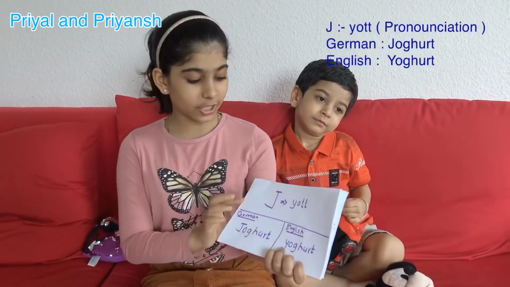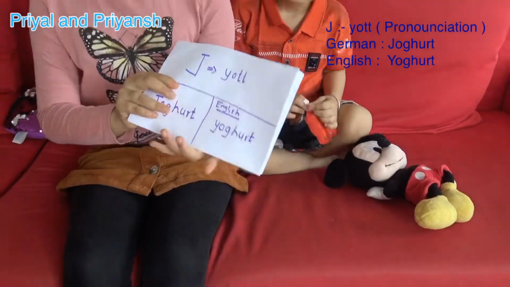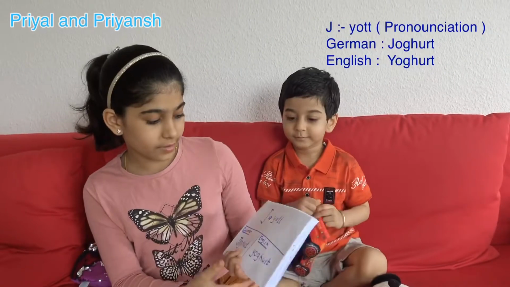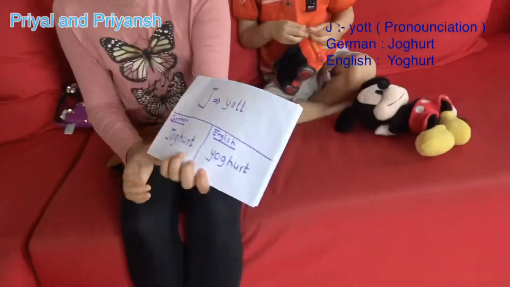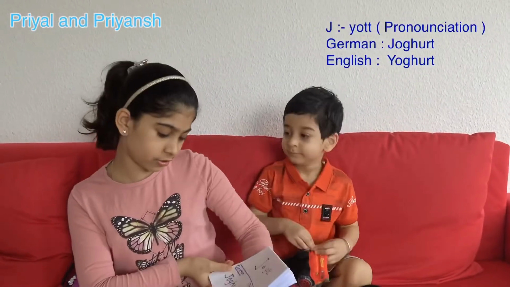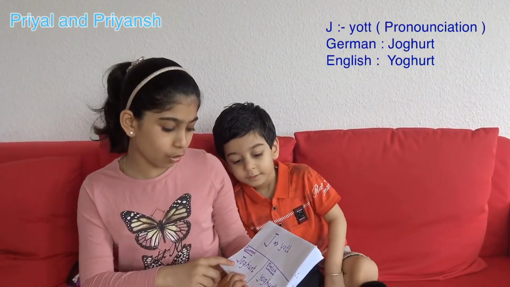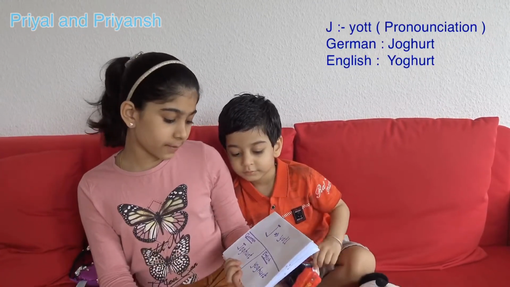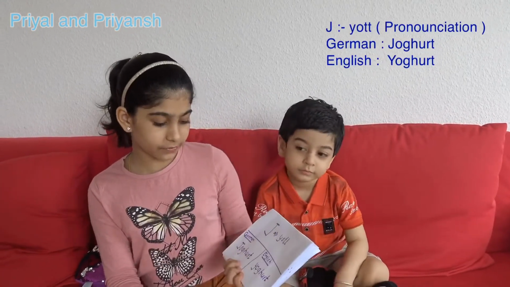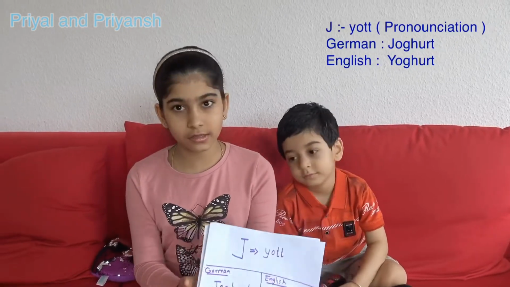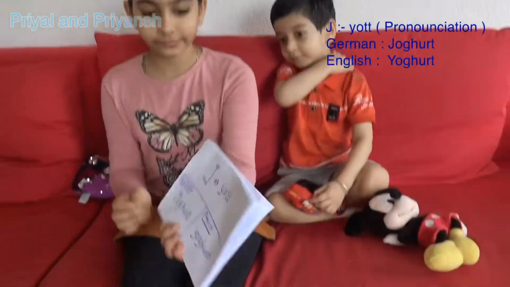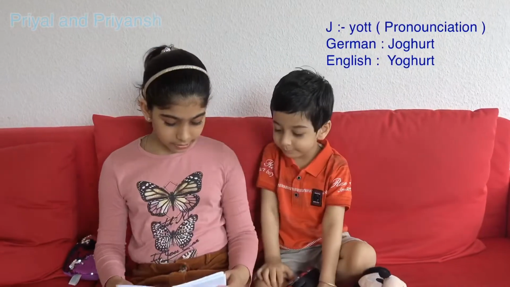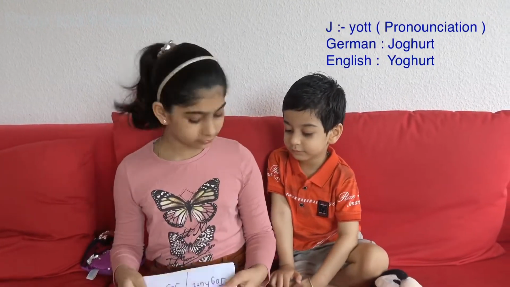Next we have the letter J, and they pronounce it as yacht. And in German it's Joghurt, and in English it's yogurt. The pronunciation is different, and the spelling is too. Priyansh, can you say yacht? Yacht. Yogurt. Good.